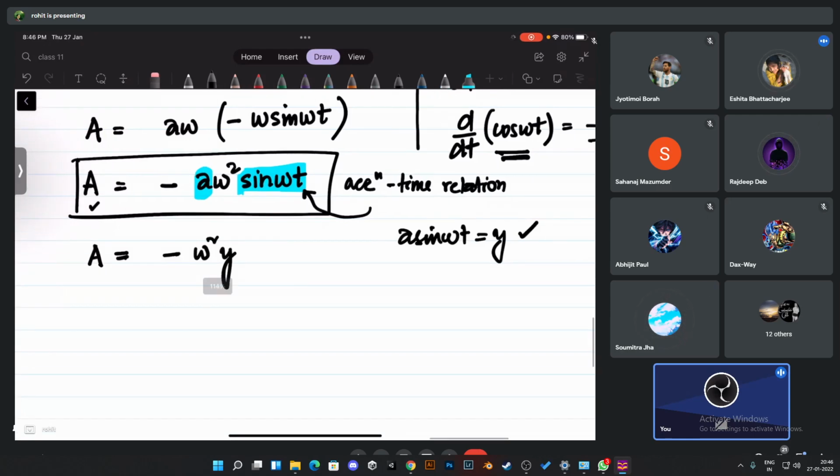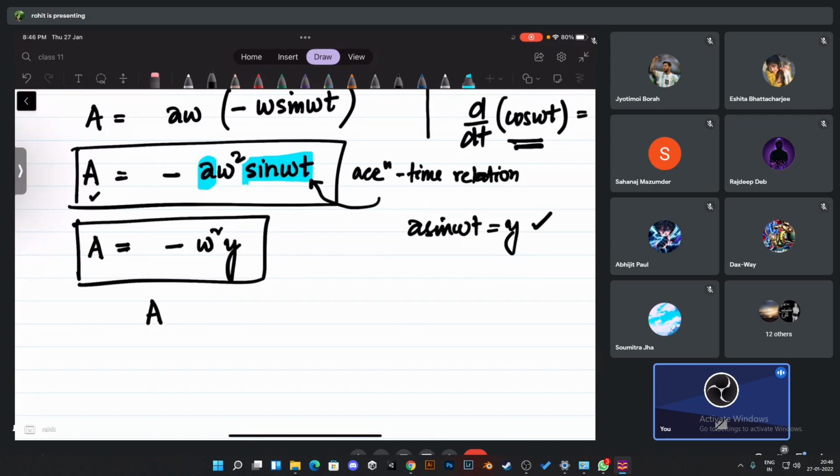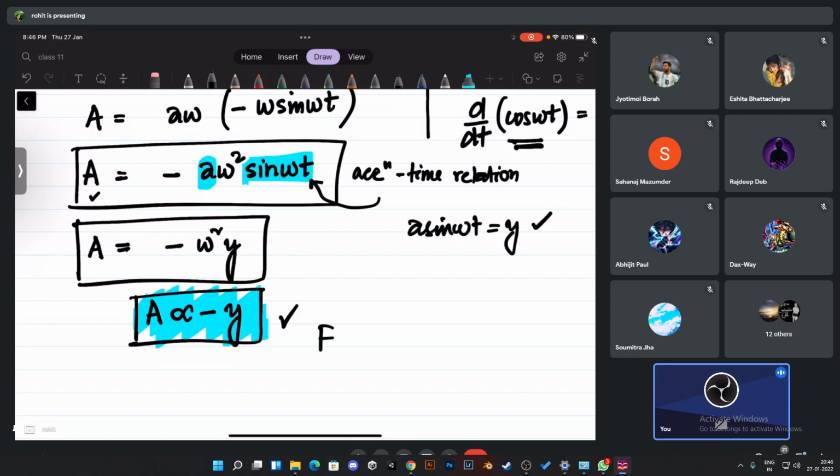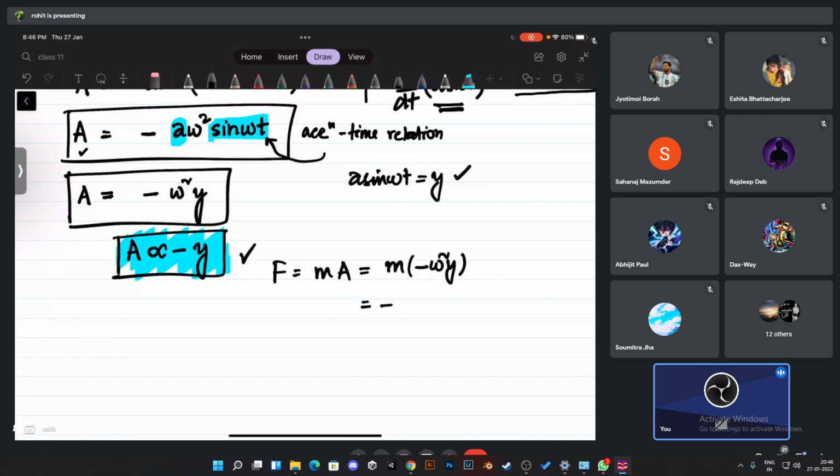So I can write minus omega square y. And notice something I've proved already: acceleration is proportional to minus of y. This minus is a property of acceleration, I told you. Even force will be mass into acceleration, so I can write m into minus omega square y. So that will be the force, minus m omega square y. And now I can tell you your force is proportional to minus of y again. So this is how you are proving how acceleration depends on position and all.